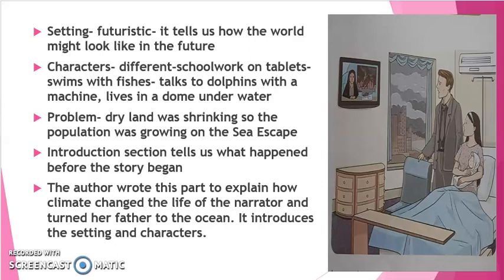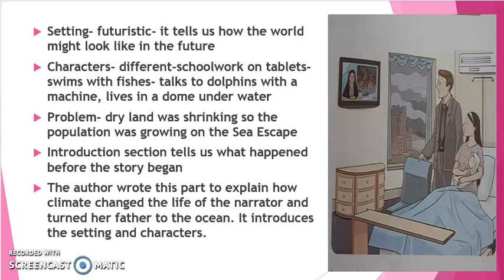So this story is written by the author because he wants to tell us that if we do not change, we may face problems like this. So this setting is a futuristic setting, which means that the story is set in the future and it tells us how the world might look in the future.